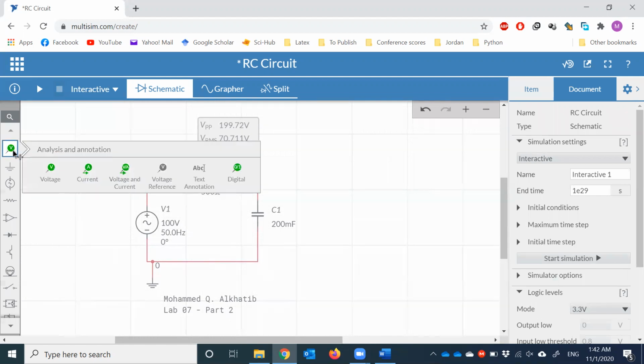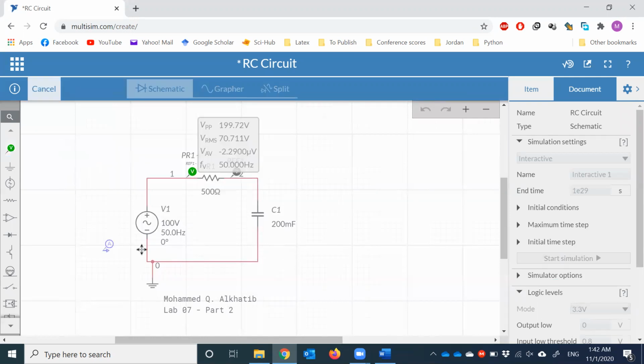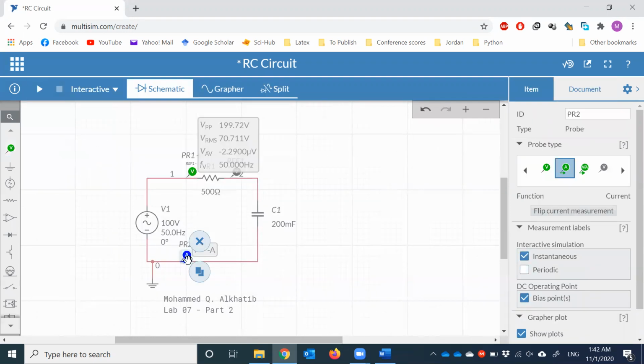Similar thing here. I want to measure the current, and let's assume I want to put the current here. Now notice here, the current is always pointing to the right side. What if I want the current to point in the other direction? So you go here to the settings, flip current measurements. So notice once I click this one, how this arrow will change direction. There you go. So my current will be going from right to left.